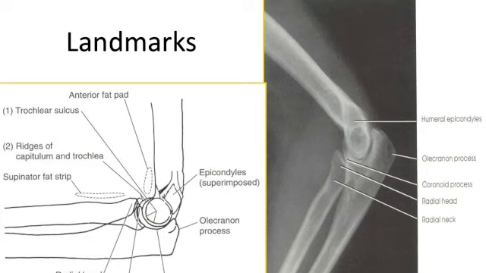The one thing I want to note here is on the left hand side of the screen, you can see something called the supinator fat strip. That's going to be very key with identifying injury. The other one's going to be the anterior fat pad. So definitely understand how both of those look on plain film x-ray, and why each of those are important when it comes to pathology of the elbow.